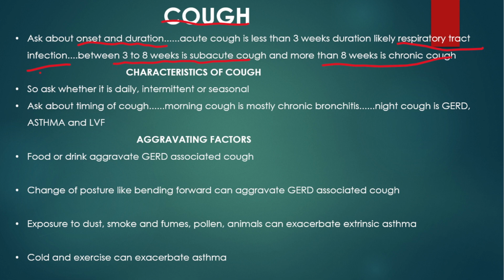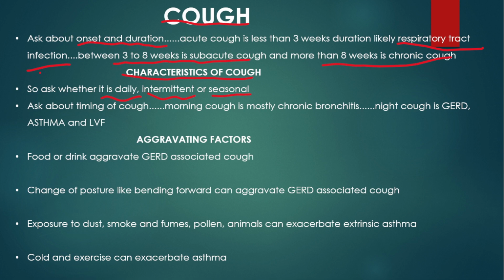Now, once we have asked about the onset and duration, next is to ask about the characteristics of the cough. So, what are the characteristics of the cough? We'll ask whether the cough is daily, intermittent, or seasonal, like it comes in seasons. Intermittent means the patient has some days with the cough and some days off with the cough, and daily means the patient has cough daily, ongoing.